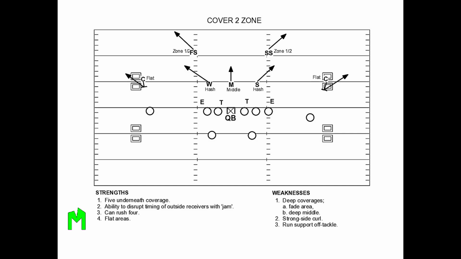Cover 2 zone features 2 deep safeties splitting the field in halves, with 5 underneath defenders covering short zones. This setup disrupts timing routes and allows a 4-man rush, but it leaves vulnerabilities deep down the sidelines and middle, and can be exploited with strong side curls and off-tackle runs.